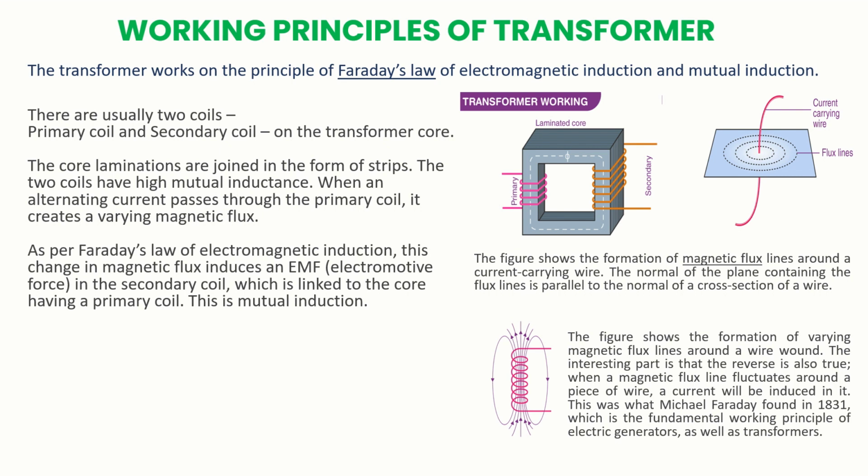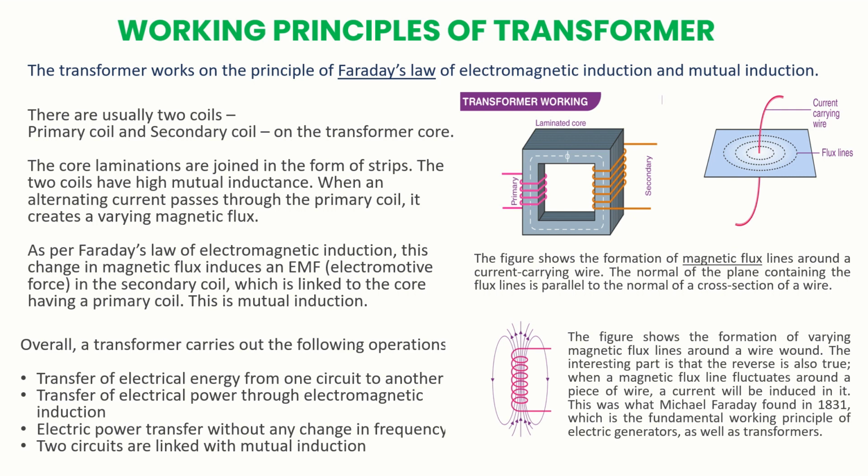Or in simple words, when we are giving some current to primary windings, there is a flux induced in the core, and due to this flux, the secondary winding produces some current, and by this current there is an EMF produced.